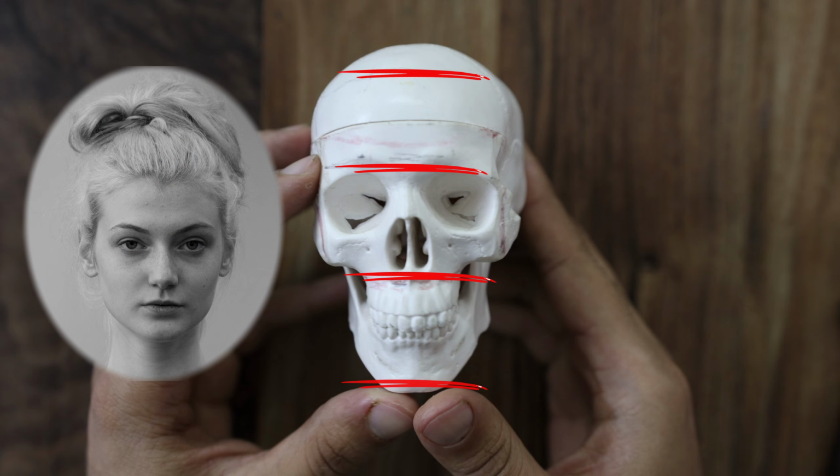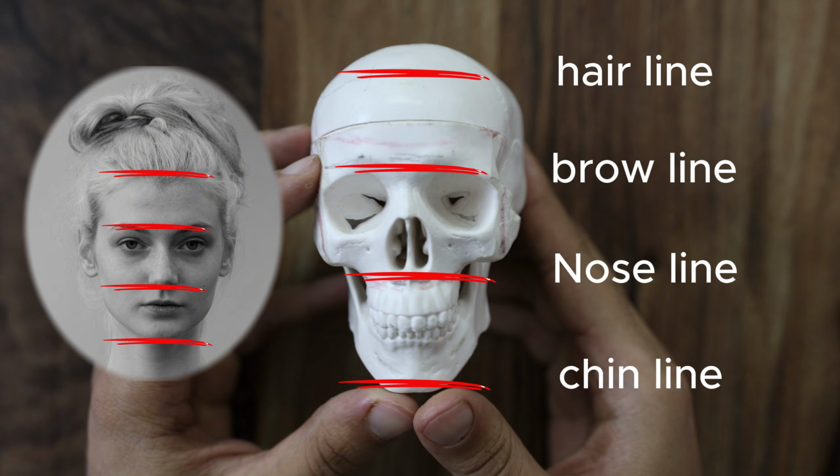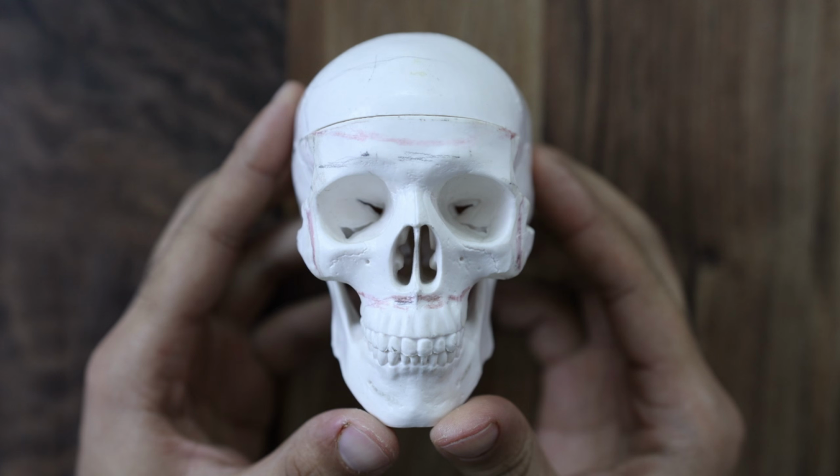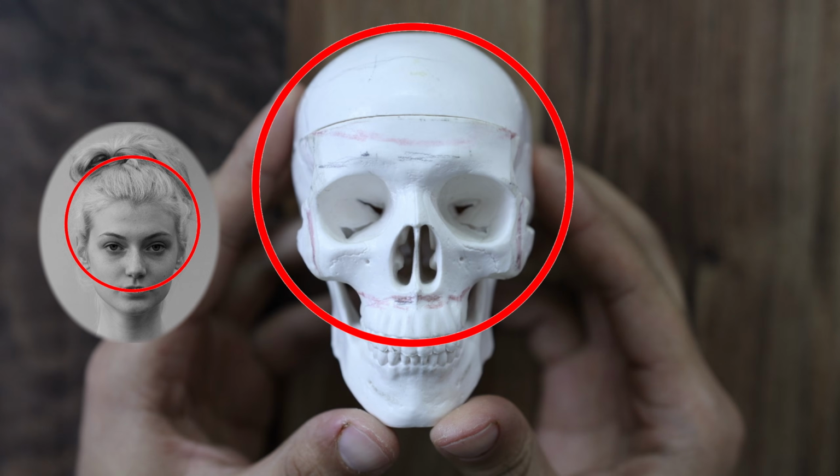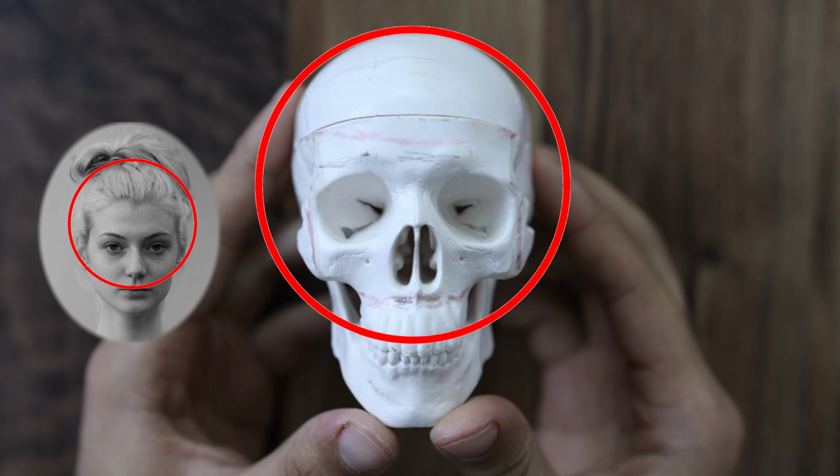The face is divided into 4 horizontal lines with almost equal spaces. Starting from the top, the first line is at the hairline, followed by the brow line, then the nose line, and finally the chin line. The spaces between these lines are almost equal. The head is divided into 2 main parts. The upper part, which is the fixed portion and is shaped like a circle, and the lower part, which is the movable part, the lower jaw.